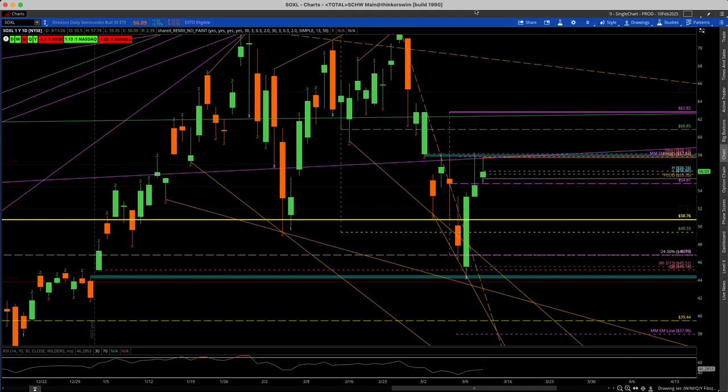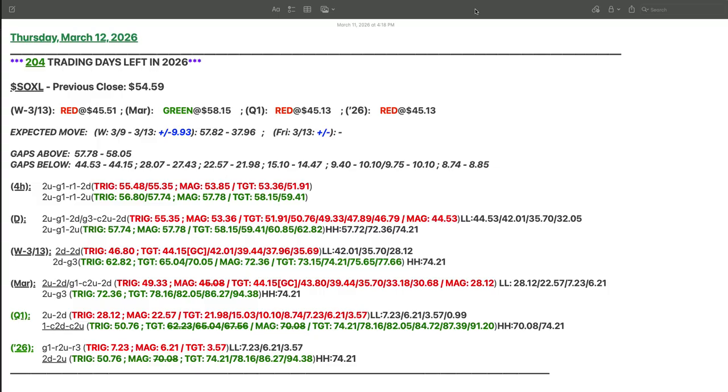We just wait for the right triggers, whether it's to the upside or downside, and we jump in from there, right? Let's go to our notes. We've been looking at the charts here for quite a while, right? So this is for Thursday, March 12th.